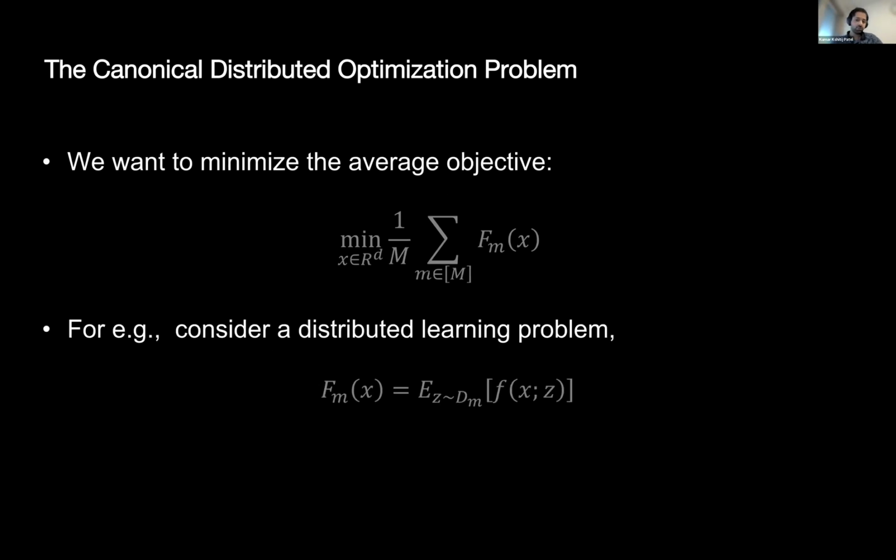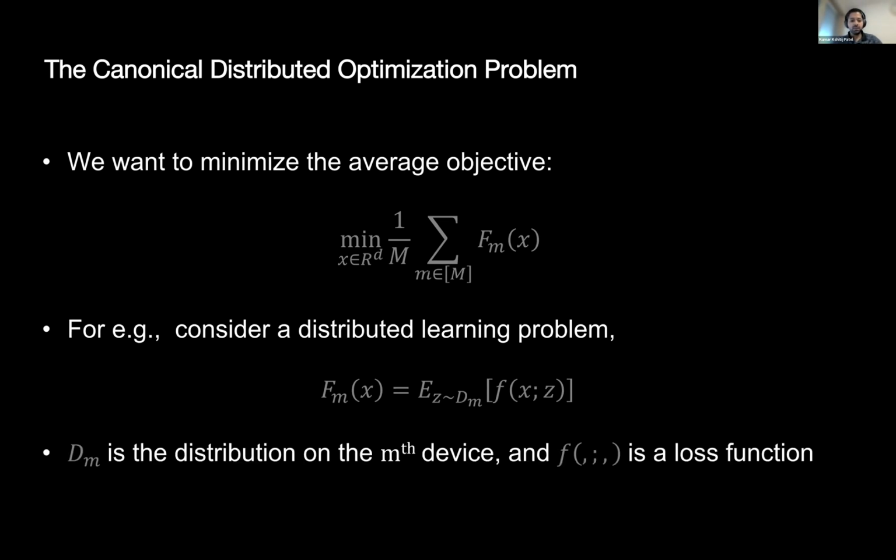One example of this problem, and I think Aadirupa already mentioned the COVID-19 prediction problem, is when you have a stochastic objective. You have some distribution on each machine. Let's say D_m is the distribution on the mth device or machine, and f is a loss function. In the previous part of the talk, we looked at squared loss or logistic loss, or some loss function. It might be convex, it might be non-convex, it's just some loss function. You get samples from this distribution and you're trying to solve this optimization problem where you're minimizing this expected objective.